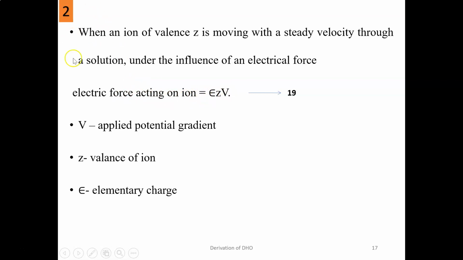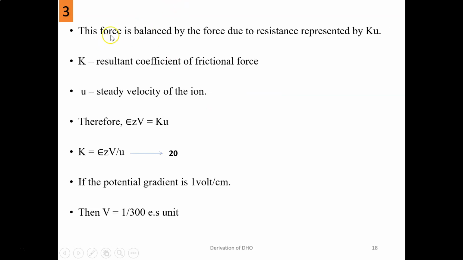So now we are moving on to the next force, that is the driving force on that particular ion. When you are applying an electric potential V, that ion will have a driving force εzV. This is the electrical force acting on the ion. This would be pulling the ion towards the electrodes, and this would be imparting the mobility for that particular ion. This force is balanced by the force due to resistance represented by Ku.